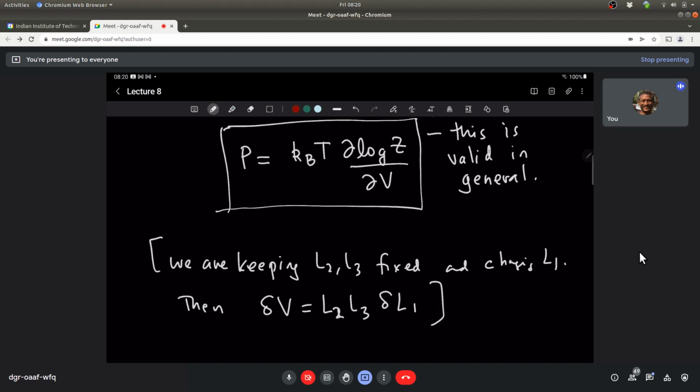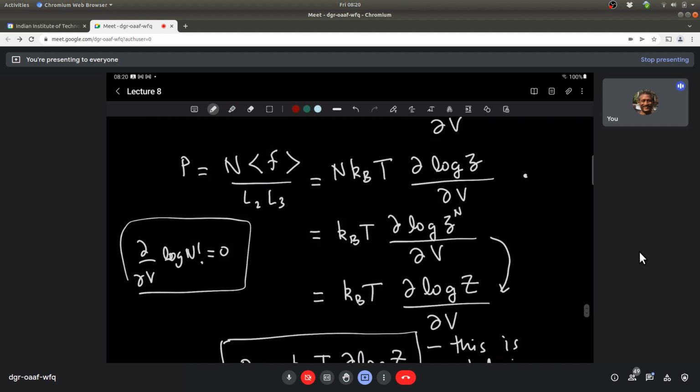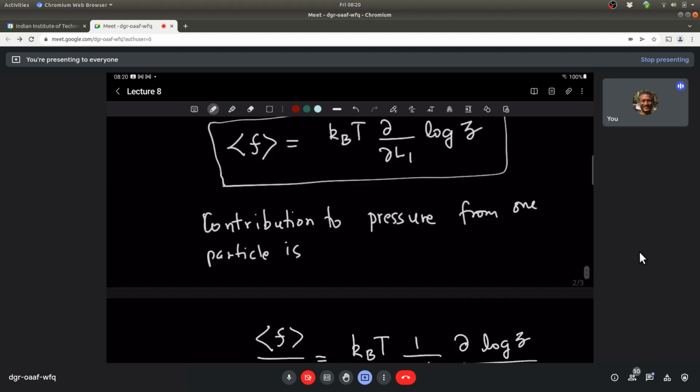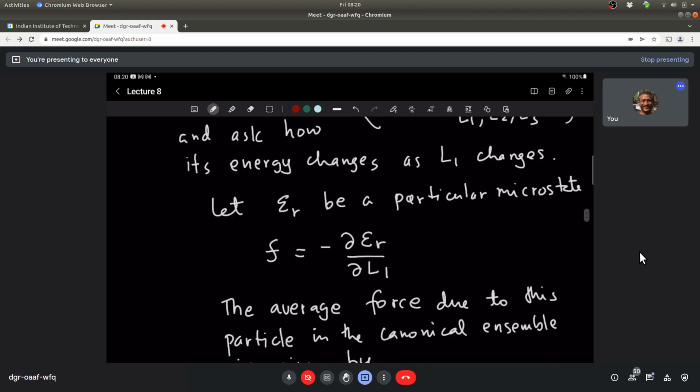For me it's obvious, but I didn't state this, right? Because you're asking for the force along that L2, L3 plane, so the plane of L2, L3. We just want to know how much it changes if we move that wall. That's really the core of this statement here.